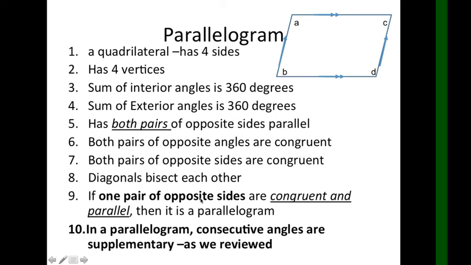If one pair of the opposite sides are congruent and parallel, then it is a parallelogram. So ibig sabihin, a rectangle is also a parallelogram because one pair of the opposite sides are congruent and parallel. Right? So, in a parallelogram, consecutive angles are supplementary as we reviewed. So, supplementary din siya. The same with rectangle and square. So, that one, bisect each other, yan.